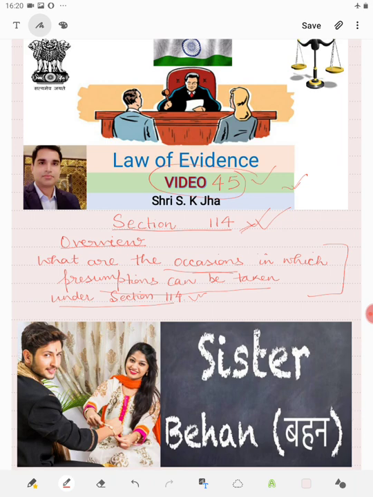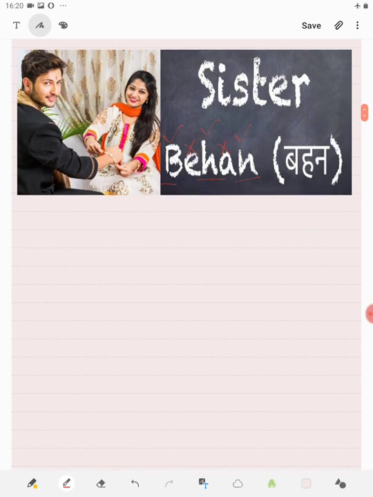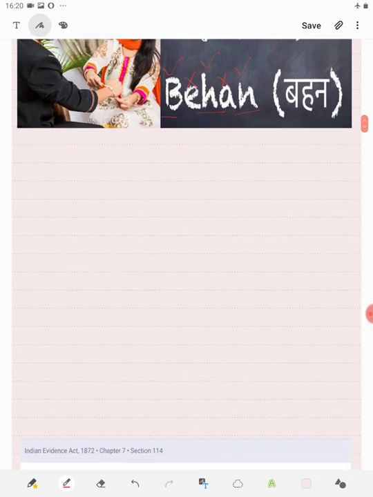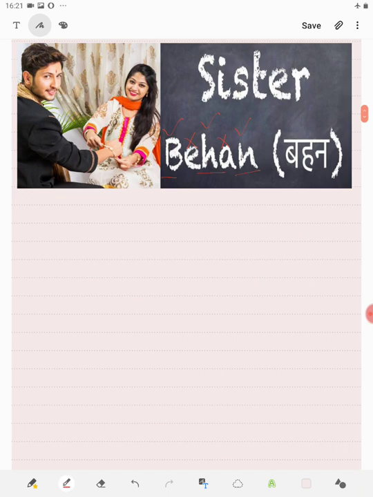Now, to know it in simple words or by acronym, what we have framed today is BHN. These consonants will be of our use while the vowels won't be. And so that you can easily remember, I have put some pictures also. So now let us start and see what this section says. The occasions on which presumptions can be taken under section 114 is BHN, as we have seen.